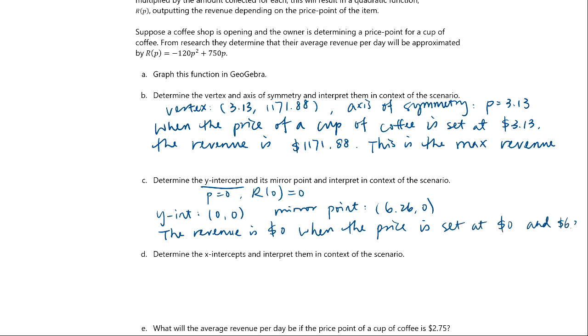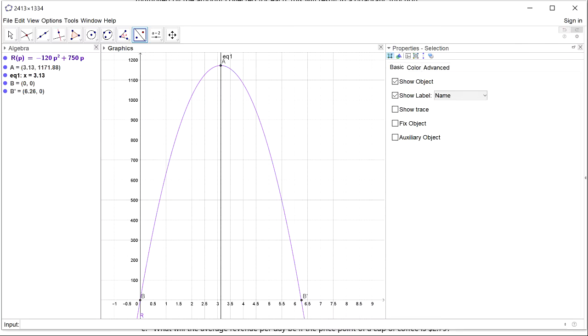And $6.26. So that's what these 2 points are telling us in this context. And next, if we want to find the x-intercepts and interpret them in the context, I'm going to go back to the graph. And for the x-intercept, we can actually see that that's where the y value, or the function value, is equal to 0.